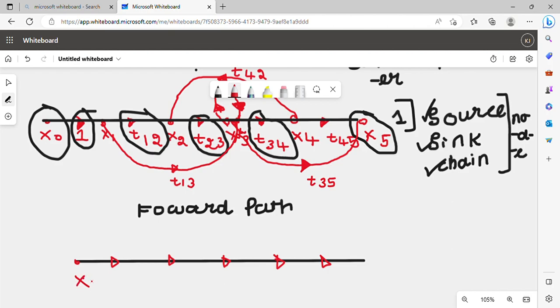I'm so sorry, students. I thought I could write it on a sheet of paper and share it with you on YouTube, but let me write it because I want you to understand things in a clear manner. Let us write x2. So it is my x3. This is t34 and t45, right?